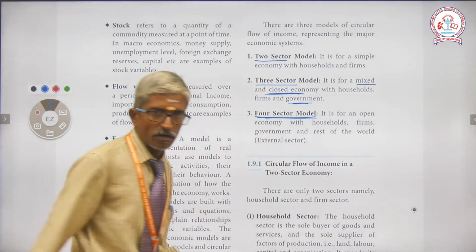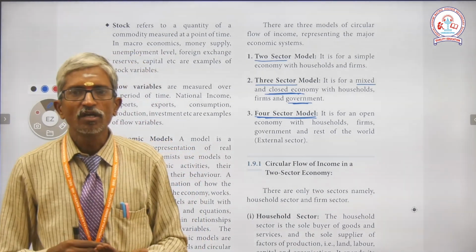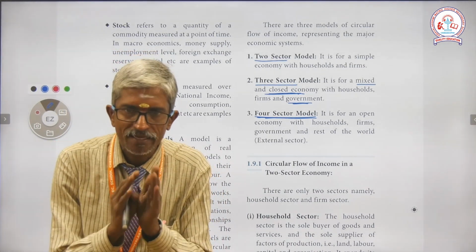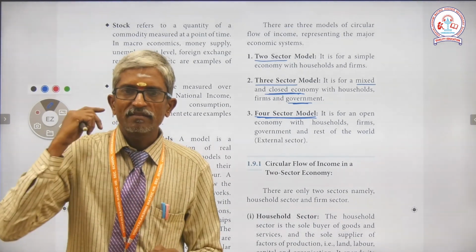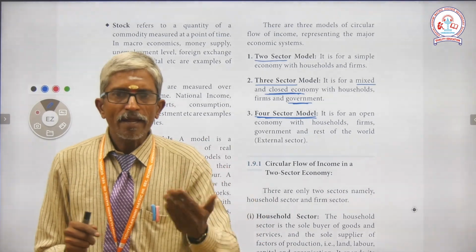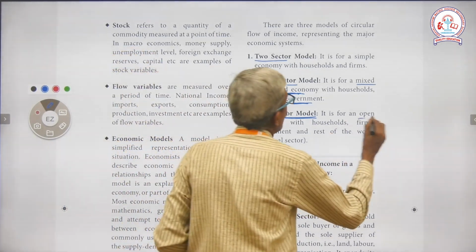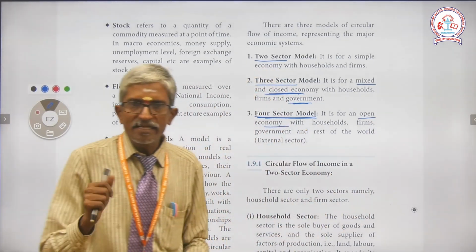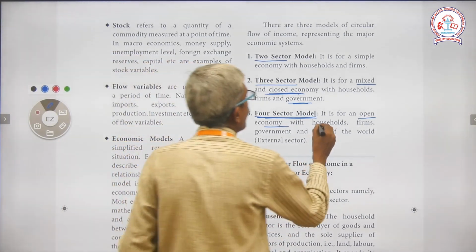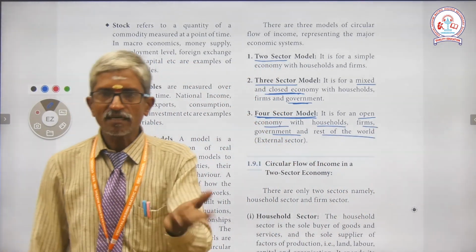Next one is the 4 sector model. It is open. They open the door. I have excess goods, so those who are in need can contact me. Like that, I keep the door open. Where there is a need, I am in surplus, so it is termed an open economy. Here, what terms are we using, sir? Export and import. Household, firm, government and rest of the world, the external sector.